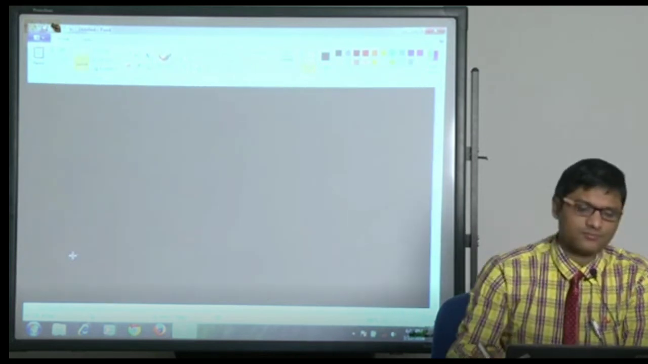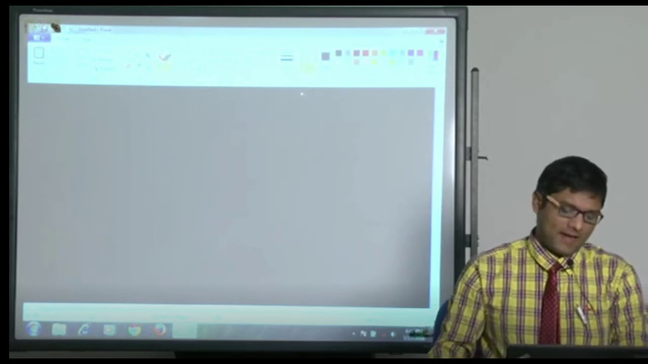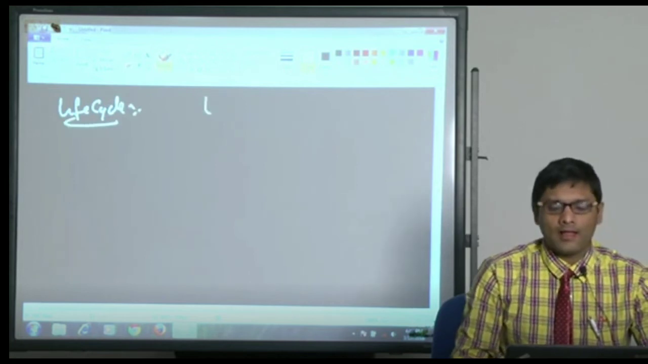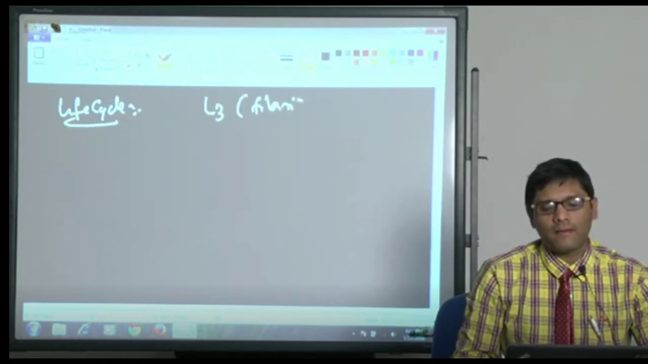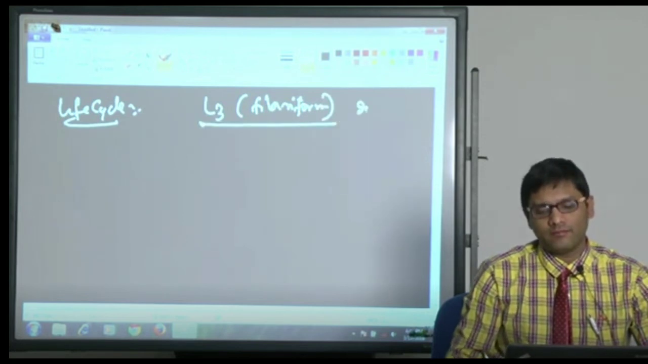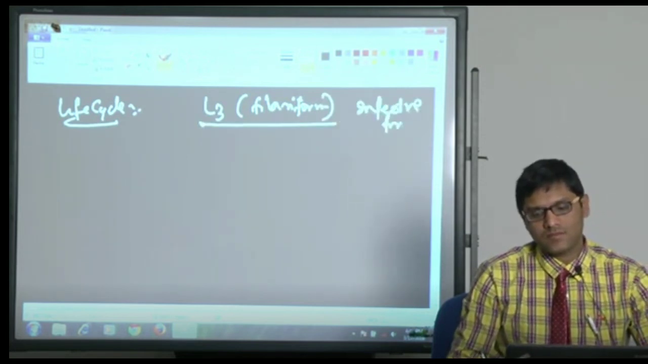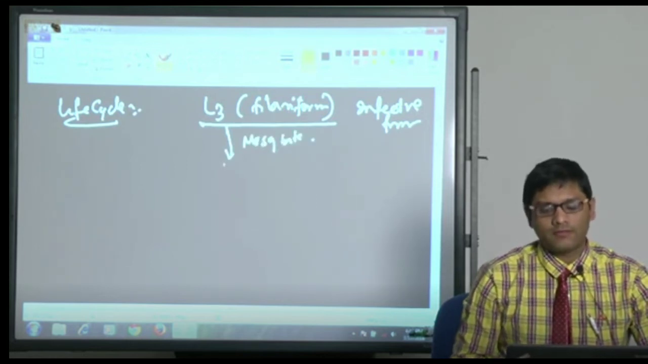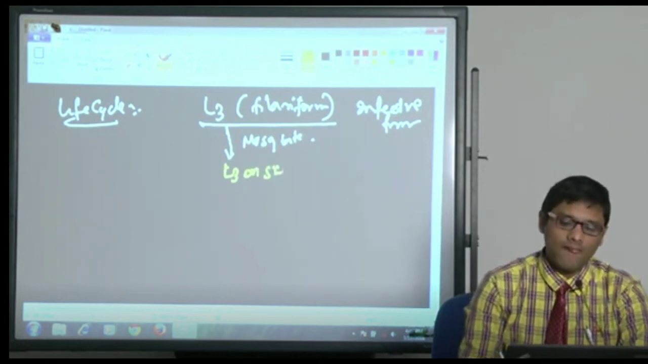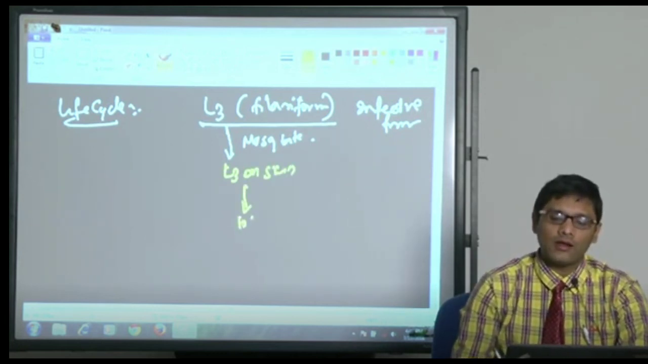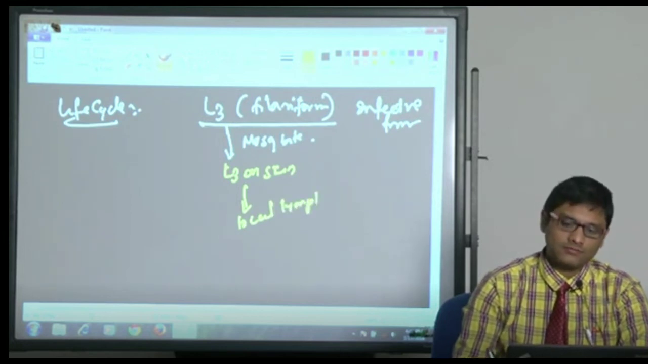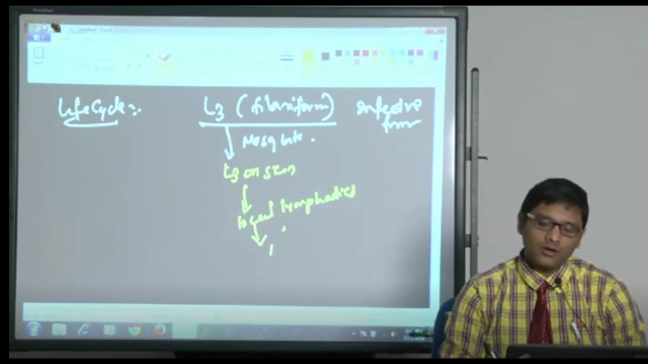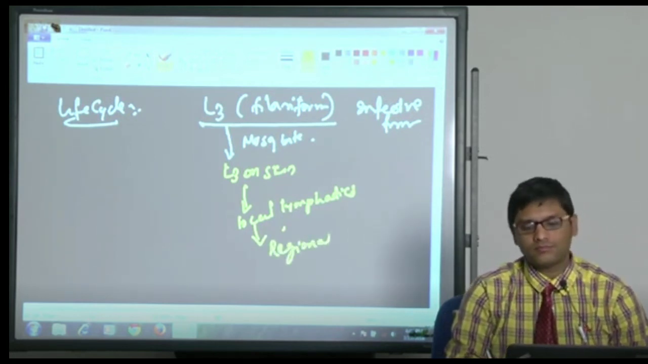Next is how the life cycle occurs. They say that the L3 form or filariform larva is the infective form, transmitted by mosquito bite. So the L3 larva will be deposited on the skin. Through the skin it will enter the local lymphatics, and through the local lymphatics it will go to the regional lymph node.